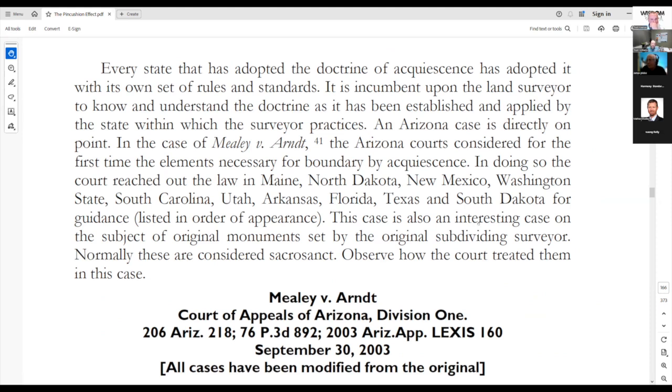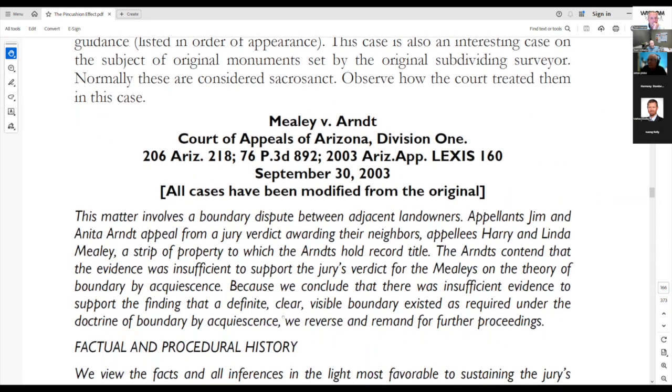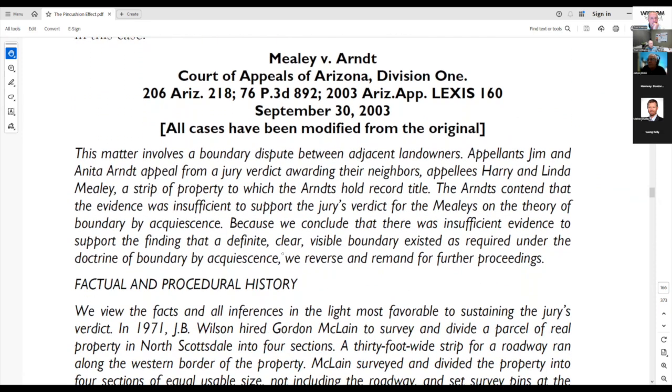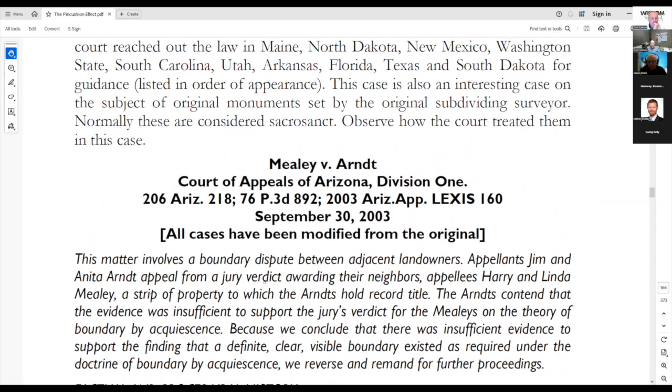He says this case is also an interesting case on the subject of original monuments set by the original subdividing surveyor. Normally these are considered sacrosanct. Observe how the court treated them in this case. So before we jump into this, I just want to get a quick straw poll. What are your state's requirements, if any, or codes in regards to boundary by acquiescence? Do you guys have any guidance there in your states?